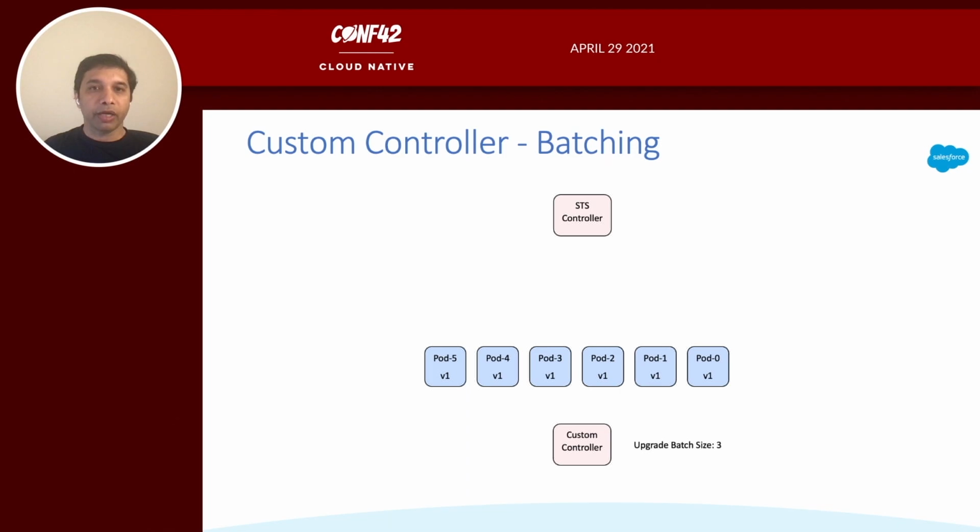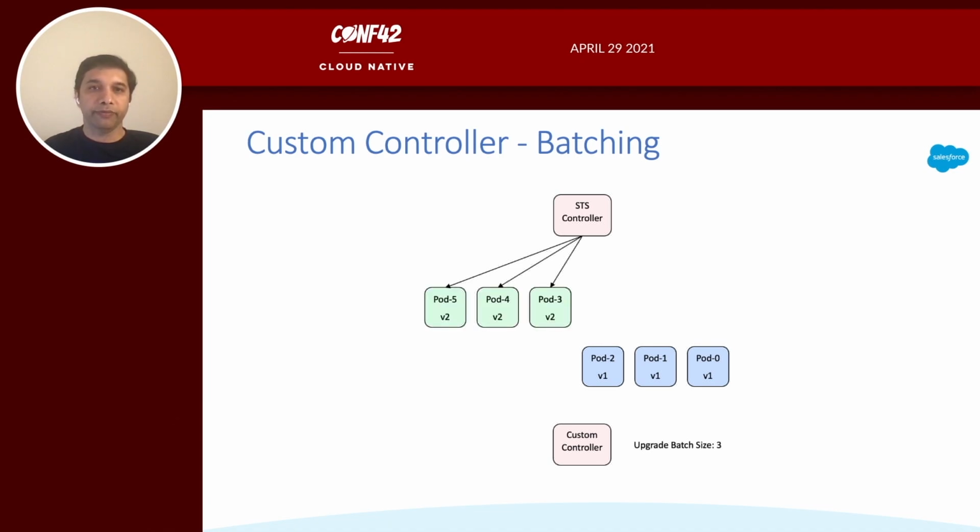Once we had this ability, and this is enabled by a flag called on delete strategy in stateful set, if you're interested in looking it up. Basically, this custom controller would then enable batching, where it would go after a batch of pods, delete them first, and then the stateful set controller would notice that these pods are missing and would recreate them with the new configuration.